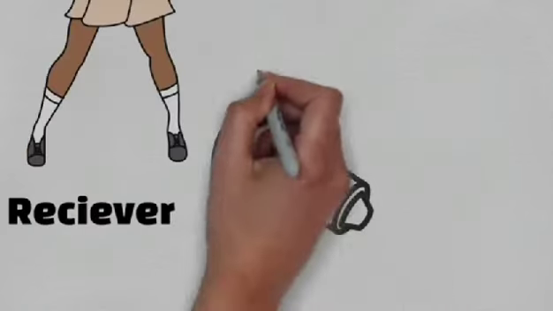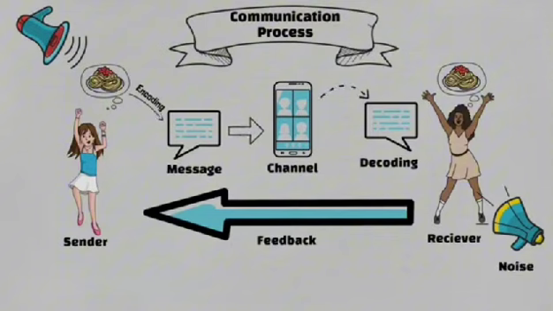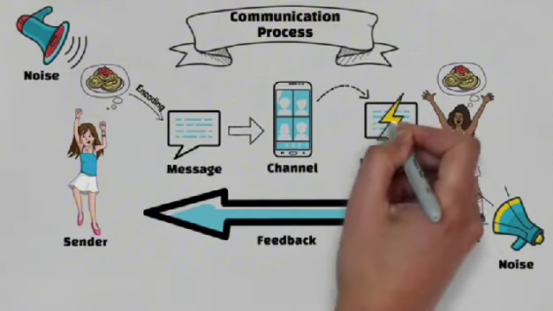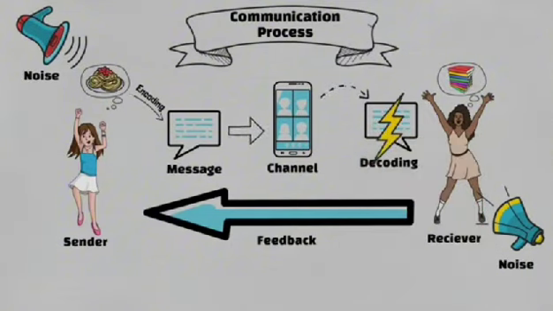But wait! We are forgetting about the noise. This can be anything that prevents the message from being delivered or interpreted differently. This would totally change the context of the message, and they would end up not having lunch at all. Thank you for watching, and hopefully we've learned something new today.